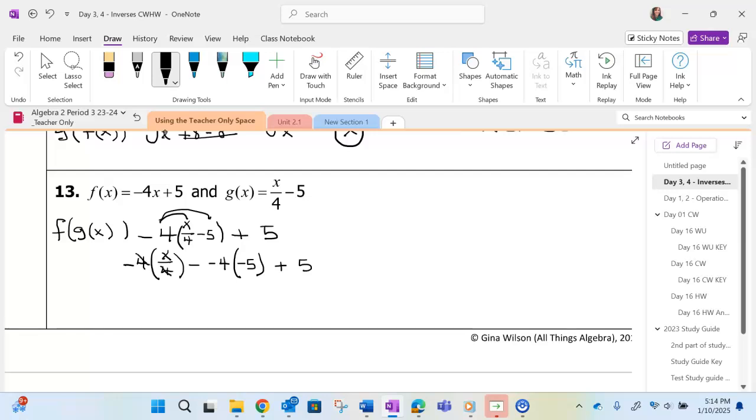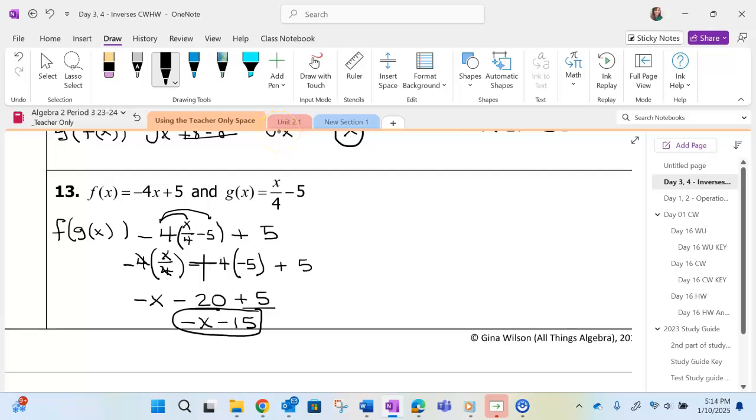The 4's cancel, but I'm left with a negative x. Now, a minus and a minus is a plus, so I'm going to make this become a plus. And then 4 times negative 5 is minus 20 plus 5. Then I'm going to combine these like terms, and this becomes negative x minus 20 plus 5, which is minus 15. That is my answer. So far this isn't looking very good, because remember, it has to equal x.